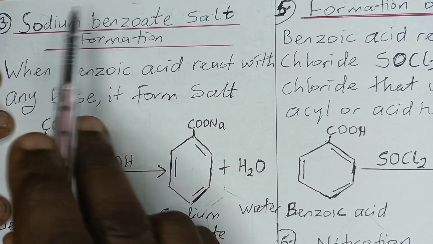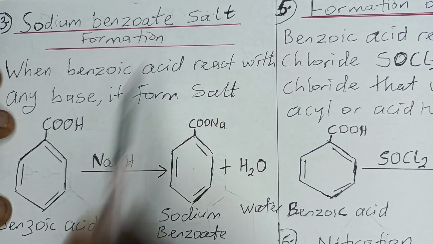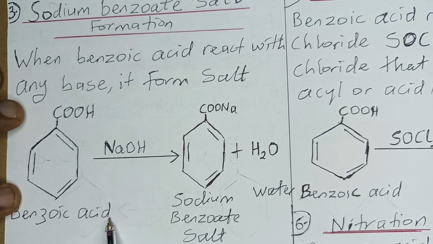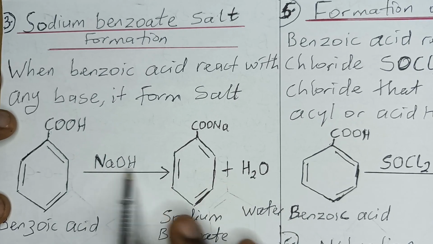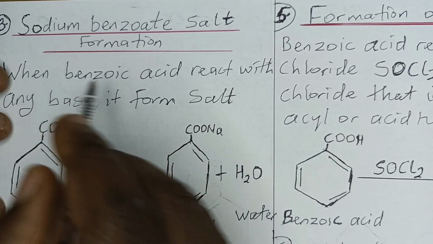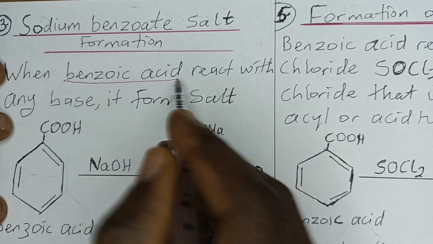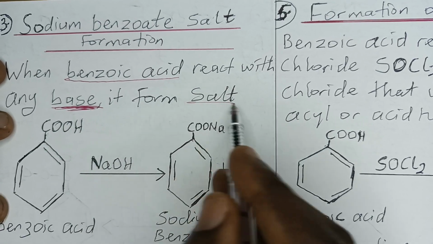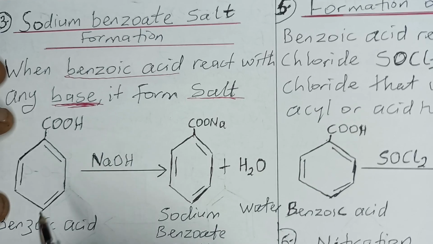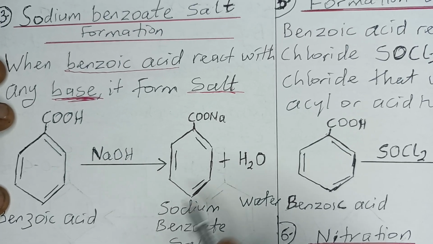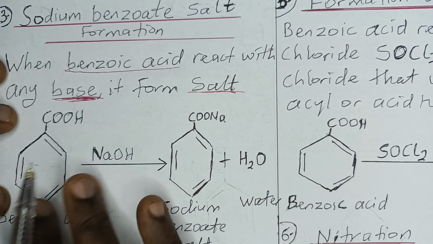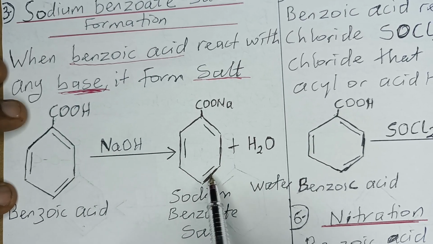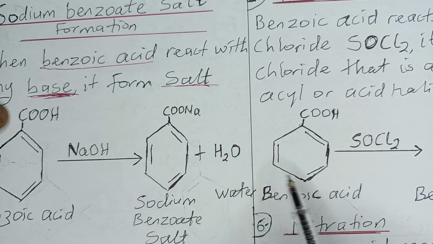You can produce sodium benzoate salt from benzoic acid. How do we do that? By reacting it with sodium hydroxide directly. When benzoic acid reacts with any base, it forms salt. Because we know normally when acid reacts with base, it forms salt and water. So that's what happens in terms of benzoic acid. It's also an acid. It reacts with any base to form salt and water.